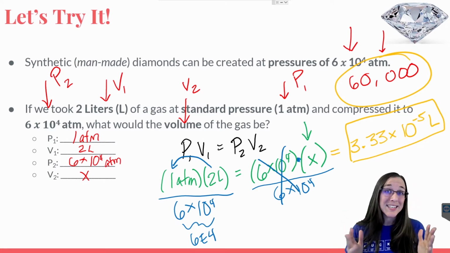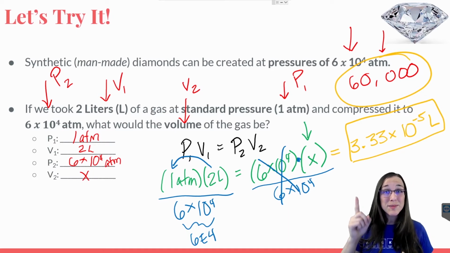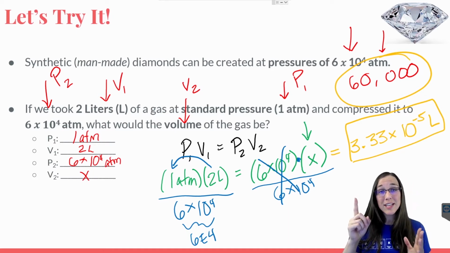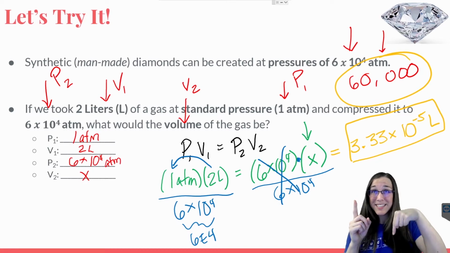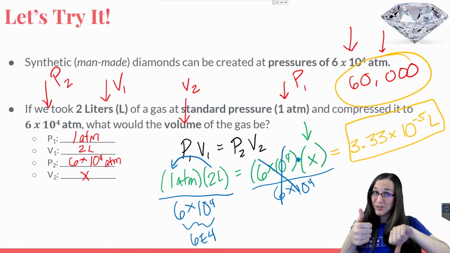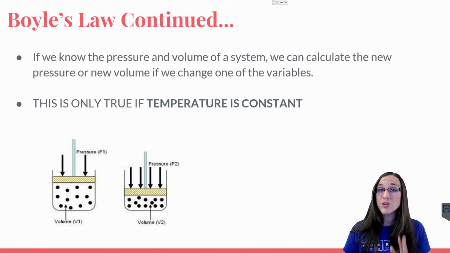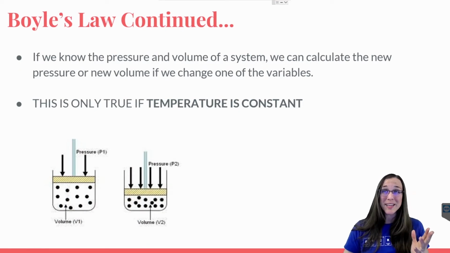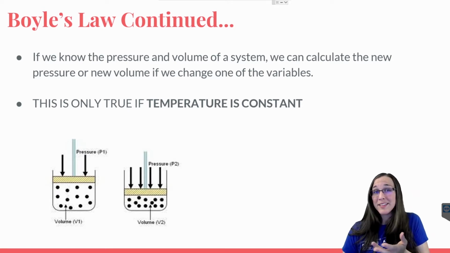It would make sense that if we increase the pressure substantially, the 2 liters of gas we started with should decrease. Remember, this is an inverse relationship. As one goes up, the other goes down. This also only holds true if the temperature is constant. We can't just take the same experiment and take it to Alaska and expect the same results.